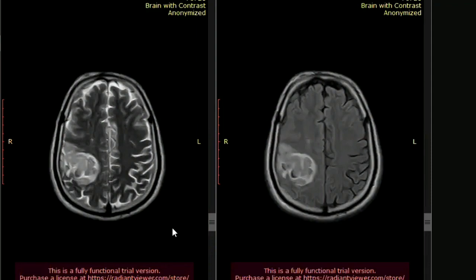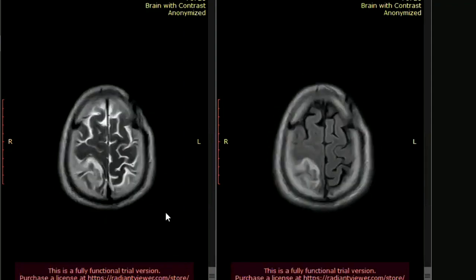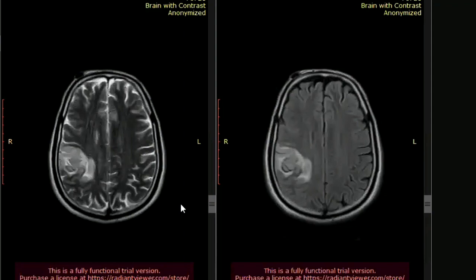There is no midline shift and there is ipsilateral effacement of sulci and gyri adjacent to the lesion. The other brain parenchyma is unremarkable, and the lesion is extending to the central sulcus and also slightly to the occipital region.